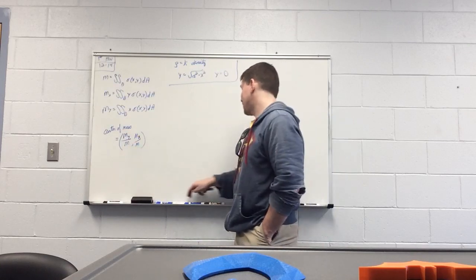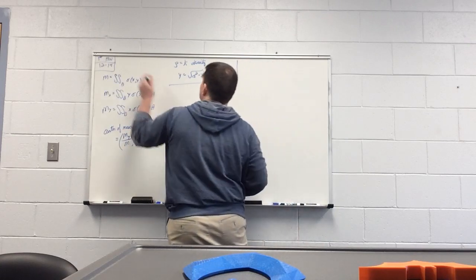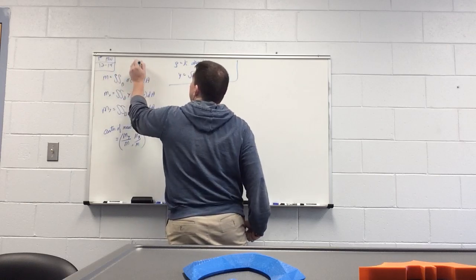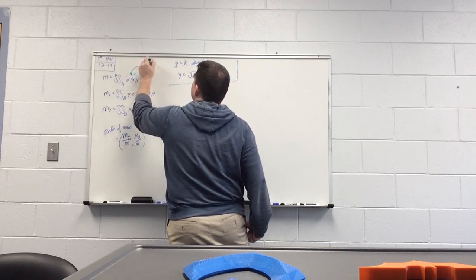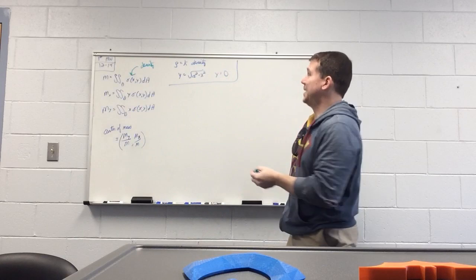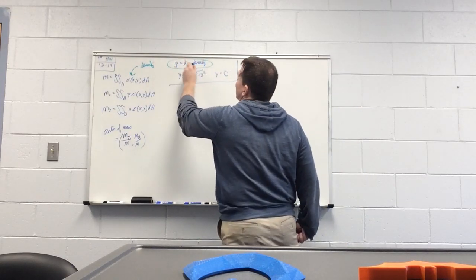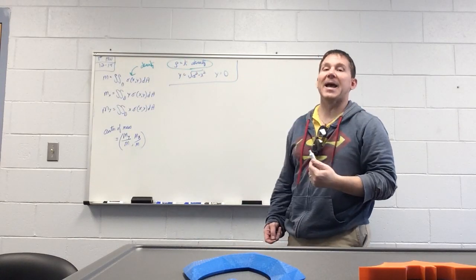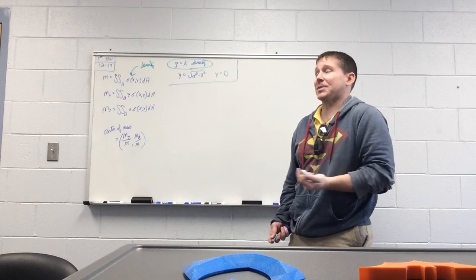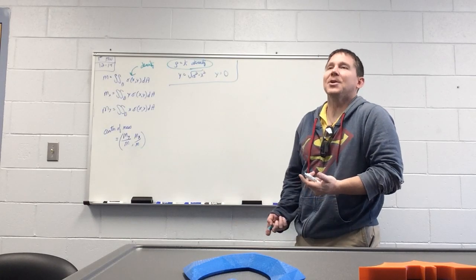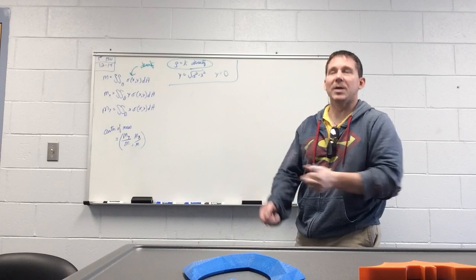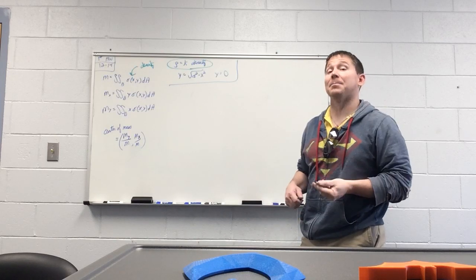The other thing to point out, this function right here is just your density function. Which means in this case, my density function is that right there, rho equals K, which is just a constant, which really just means I'm going to integrate a constant, which will make this pretty straightforward and simple.